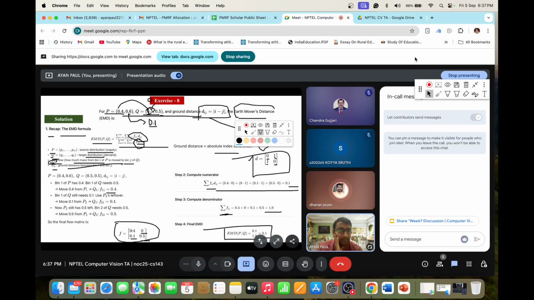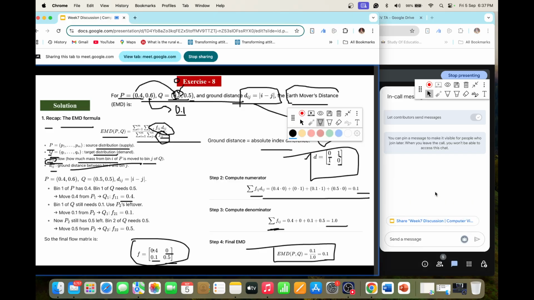Sir, please explain one more time. Final Fij flow matrix, how it is calculated? Yeah, Fij, right? Okay. Nice. Yes. Yeah, yeah.